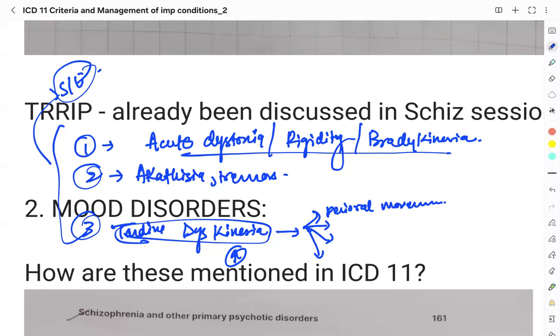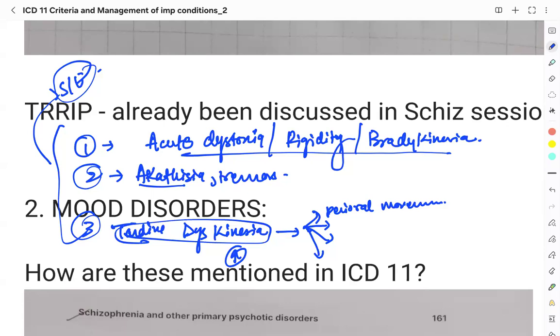Grimacing, doing some uncontrollable movements with your arms or legs. Yeah. All right. I think whatever you're saying is correct. Actually, these are very involuntary movements. Even akathisia is involuntary movement. But these are the movements.